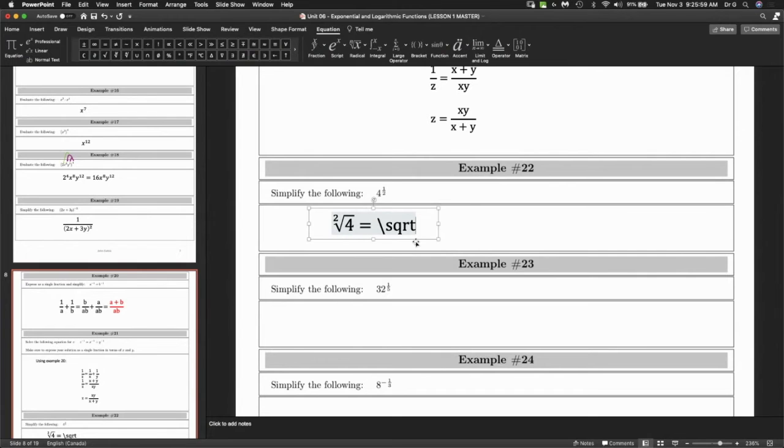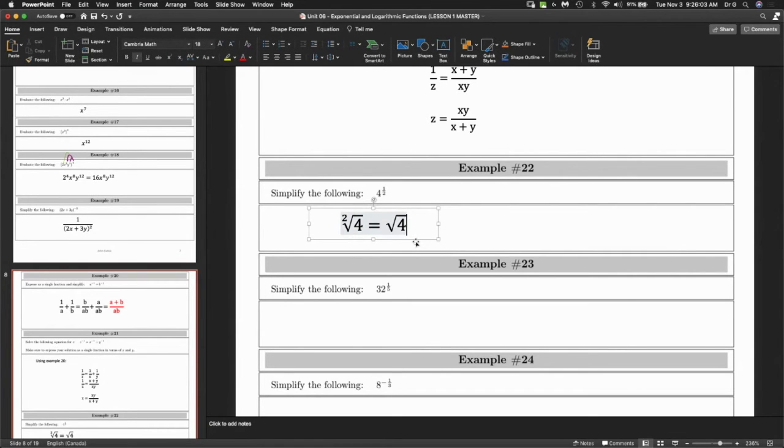So what's the square root of 4? That's easy, hopefully. That's a 2.